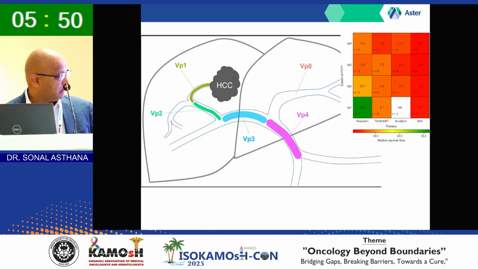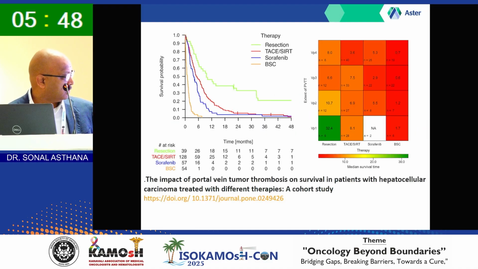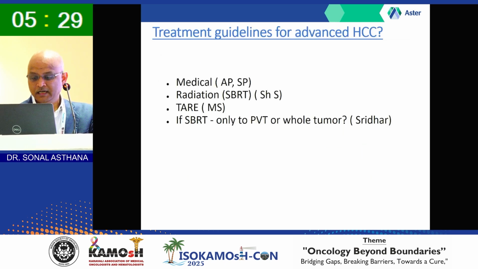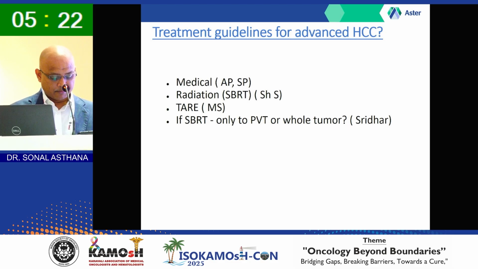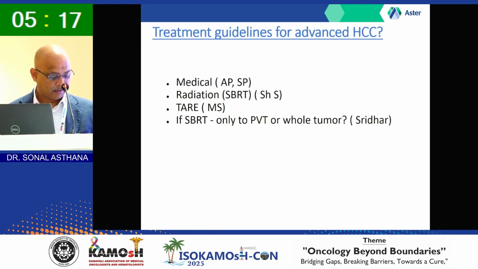Here, basically, this is a nice paper. I'm just going to go into this here. When you look at the different kinds of treatment available, depending on the degree of tumor thrombus, the prognosis gets much worse from a VP1 to a VP4 tumor. So essentially, when we look at treatment guidelines for advanced disease, we'll start with medical treatment. Can we ask a medical oncologist to talk about this, Dr. Philip and Dr. Panda?